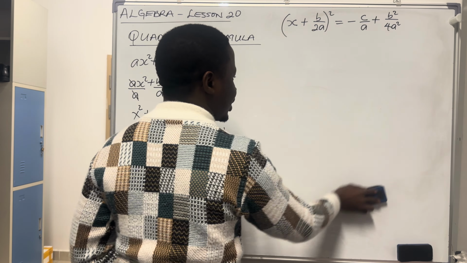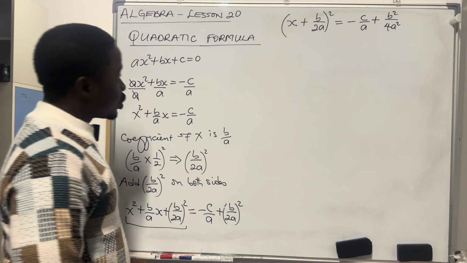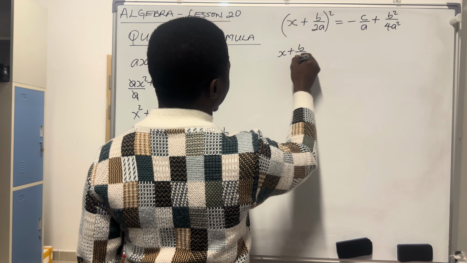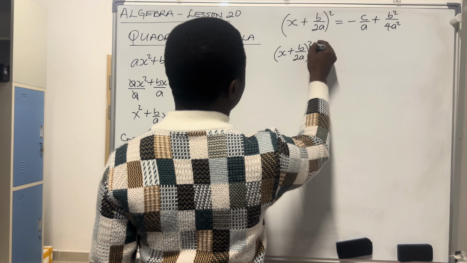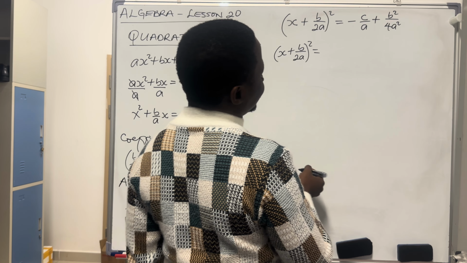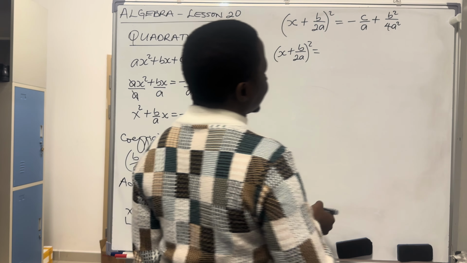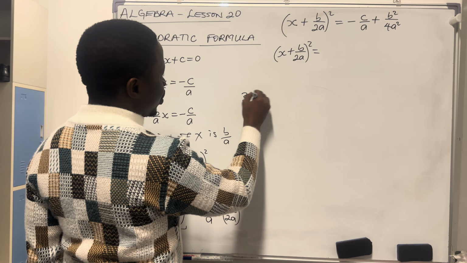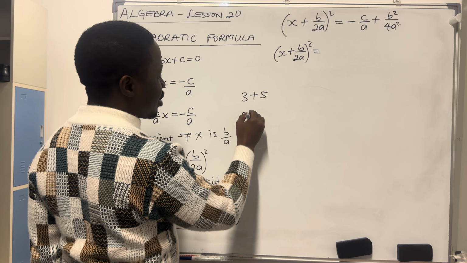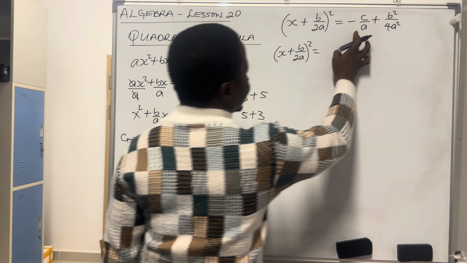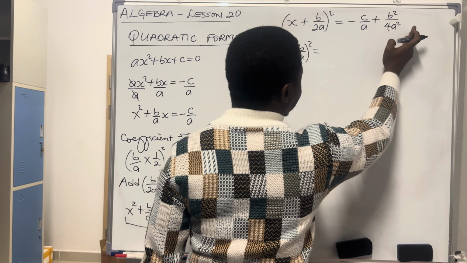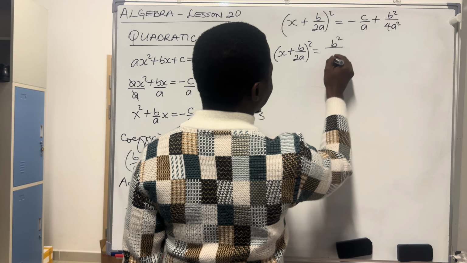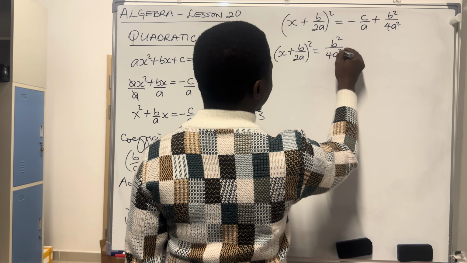That's why I said it is already part of the magic. So we say x plus b over 2a all squared. What do we say here? So let's see here. 3 plus 5 is the same as 5 plus 3. This plus this is the same as this first before this. So this is b squared over 4a squared.